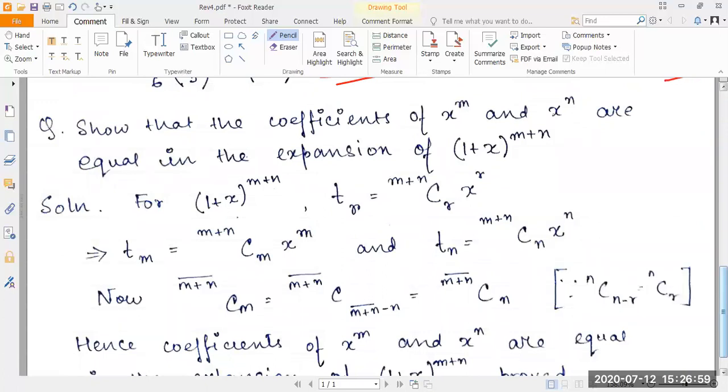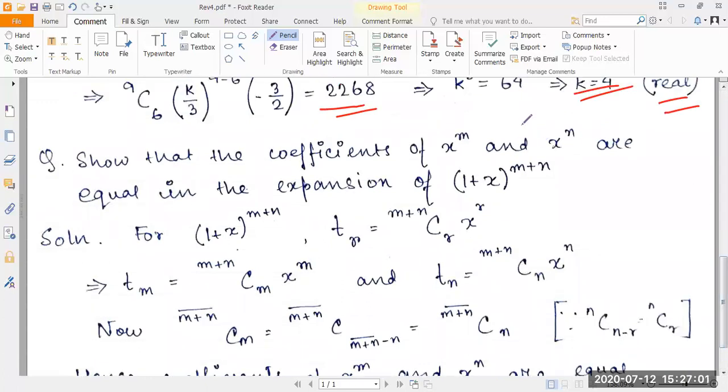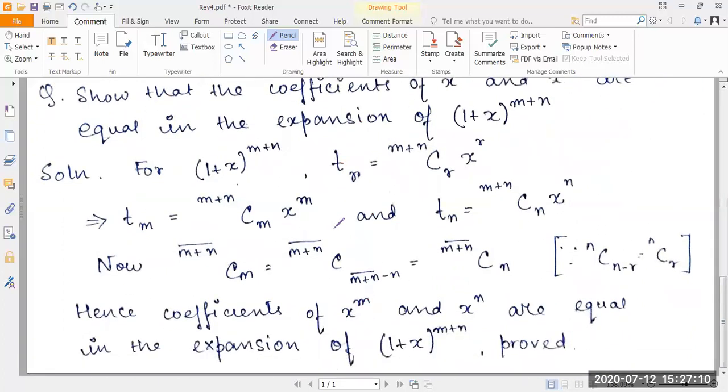The next sum is, show that the coefficients of x to the power m and x to the power n are equal in the expansion of (1 + x) to the power m + n. So for (1 + x) to the power m + n, we can express the rth term, or this should actually be T(r+1).